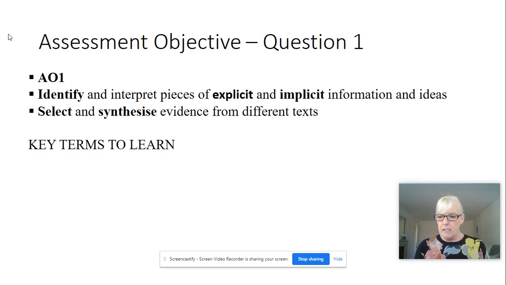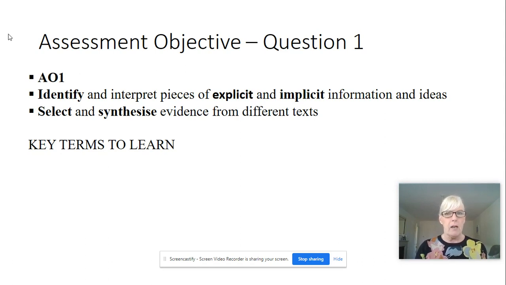So let's have a look at our assessment objectives. It's really important that you learn and you know what the assessment objectives are. So for question 1, these are set by the exam board. They're all different. So each exam board sets their own assessment objectives of what they would like the students to be able to do, the skills that you need to demonstrate to get good marks, basically. AO1 is essentially part of question 1, not always in question 1, because question 4 also has AO1 skills.